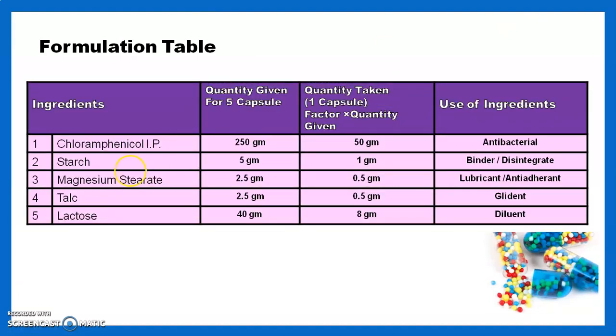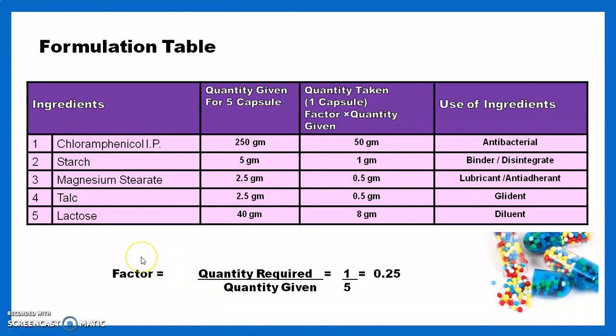A formulation table contains the ingredients, quantity given, quantity taken and use of the ingredients. Today's ingredients are chloramphenicol IP 250 for 5 capsules, but today we prepare only one capsule. Its use is antibacterial. Starch, 5 for 5 capsules and 1 for 1 capsule, is used as a binder and disintegrant. Magnesium stearate as a lubricant. Talc as a glidant. Lactose as a diluent.